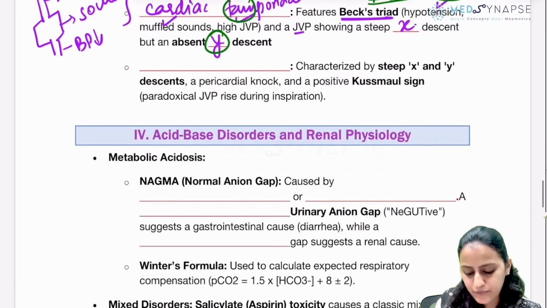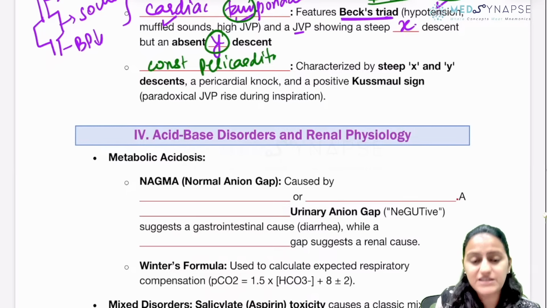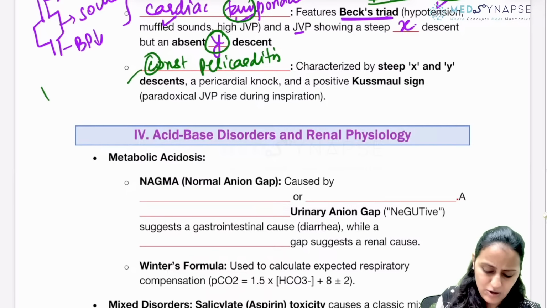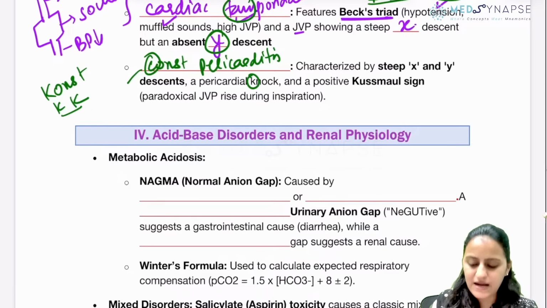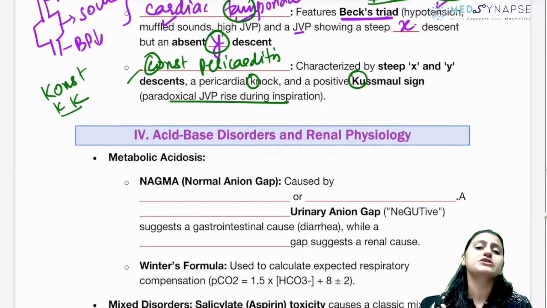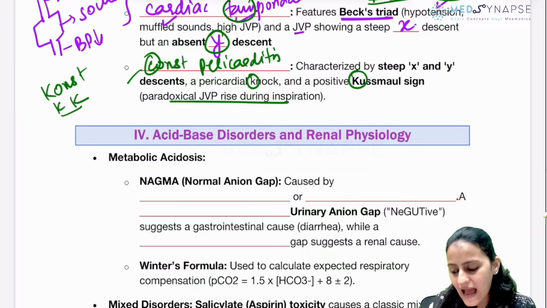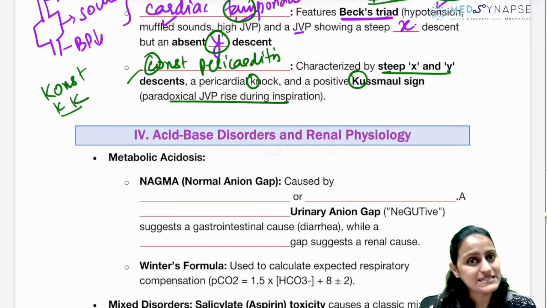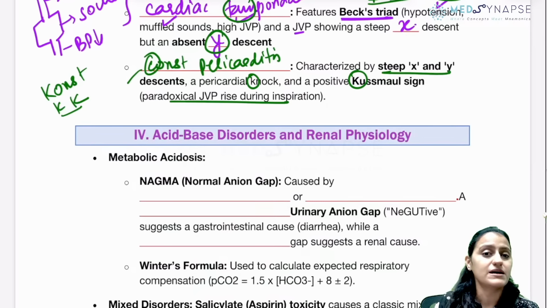And remember, versus in constrictive pericarditis, what do you have? Remember constrictive as K, K, K. There is pericardial knock, there is Kussmaul sign positive. What is Kussmaul sign? JVP increasing during inspiration. Rather than going down, the JVP is increasing. And both X and Y are present. They are steep in constrictive pericarditis.